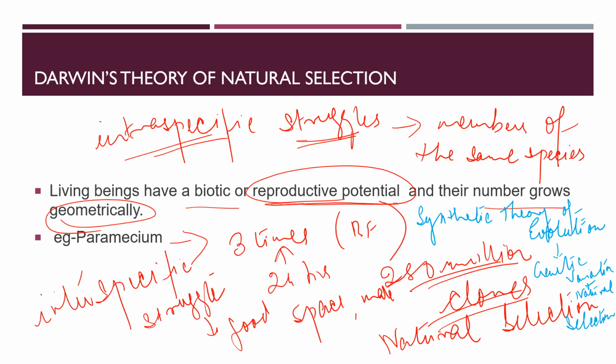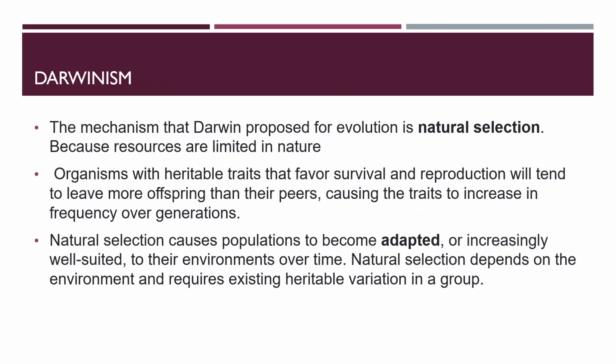So there were several examples to support this natural selection. So let us move on to the examples. First, what we have told in the previous slide also, the mechanism that Darwin proposed for evolution is called natural selection. Now, organisms with heritable trait that favor survival. So this is what I tried to explain in the previous slide. In this slide, I have written it in the form of notes. Just follow it. I told that organisms with heritable trait, that is the gene which is being carried from the ancestors to the next generation, that favor survival and reproduction, will tend to leave more offspring.